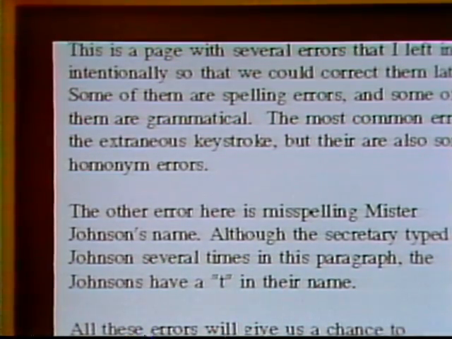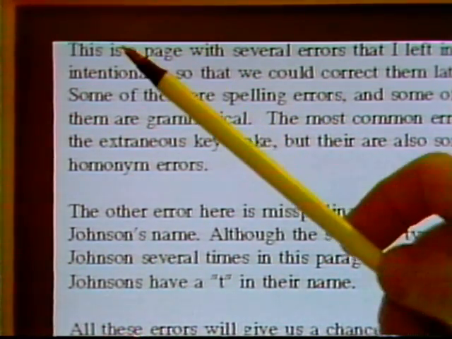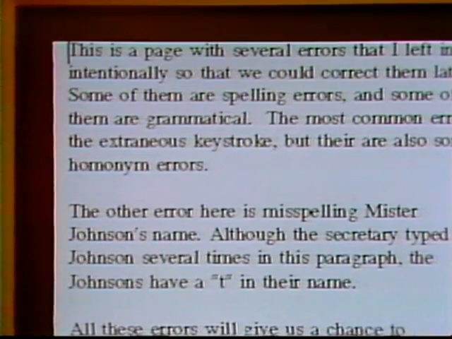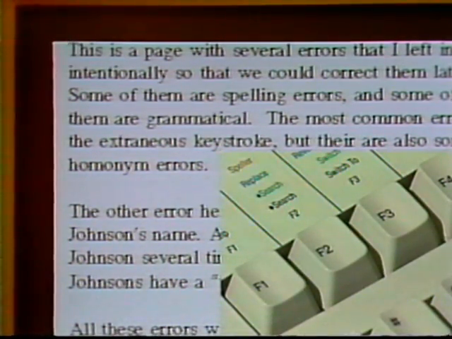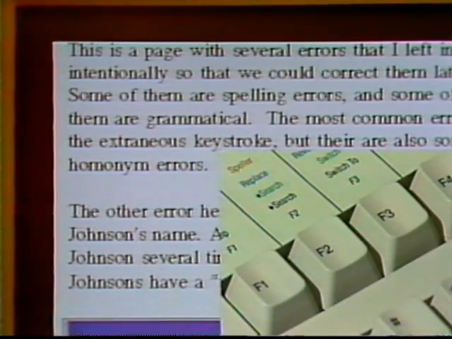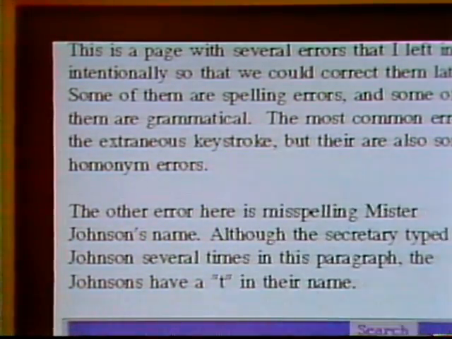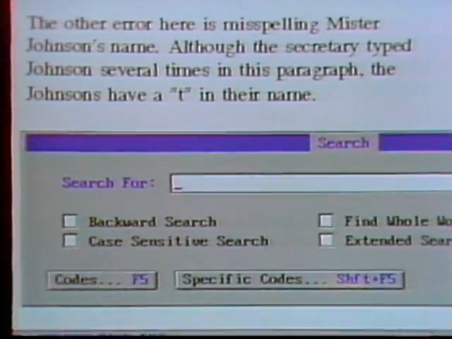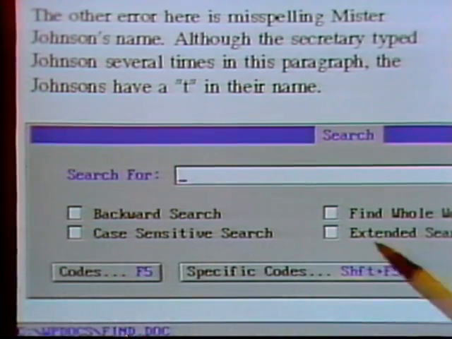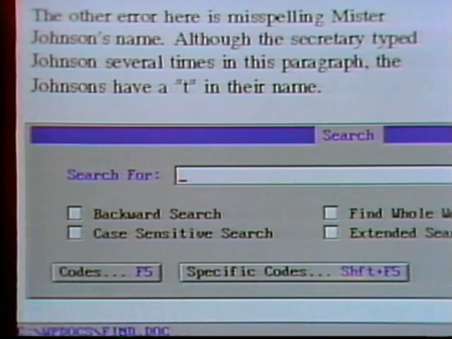Next, we'll show how to search for a particular word in a document. Make sure that your cursor is positioned at the beginning of the document. Then, on the keyboard, press F2. Notice that this opens a search box on the screen where you can type in the word you want to search for. We're going to search for the name Johnson.